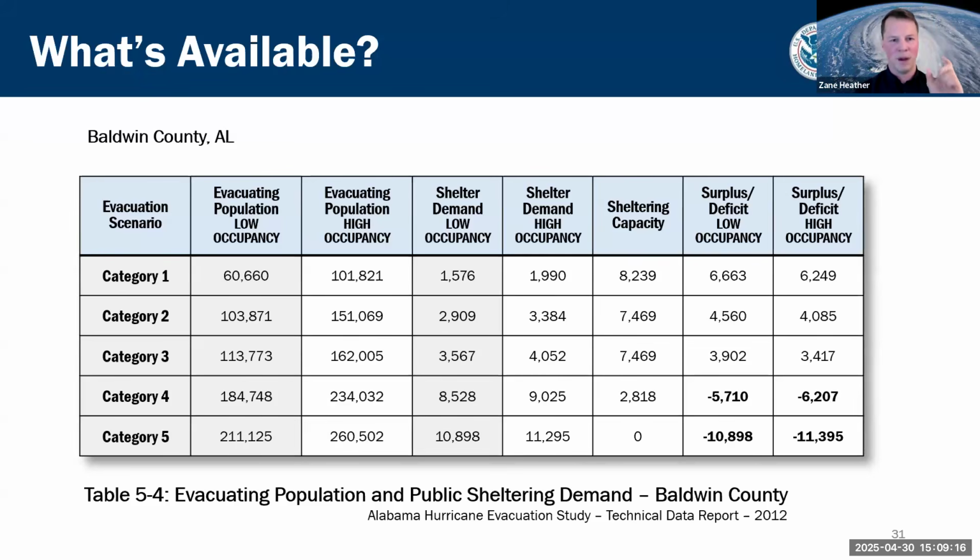low evacuation population occupancy and low shelter demand or high shelter demand occupancy, crosswalking that with shelter capacity, we're able to identify where we have shelter surpluses and where we have shelter deficits when it comes to evacuating in storm scenarios. As you can see in the bottom right, there's several deficits that have been identified, namely during storm scenarios for major hurricanes, or at least category 4 and 5, when there is increased demand for shelter capacity.